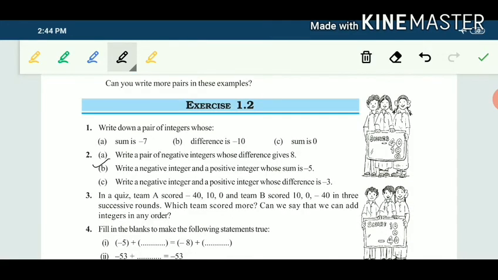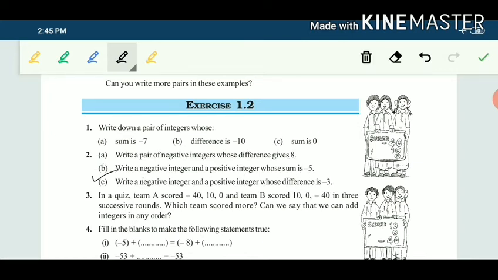B part. A negative integer and a positive integer whose sum, whose addition, should be minus 5. So take one negative integer like minus 8, put a plus sign, and take one positive integer, 3. Solve this: plus minus becomes minus, so minus 8 minus 3 is equal to minus 5. So one negative integer and one positive integer, the answer is minus 5.